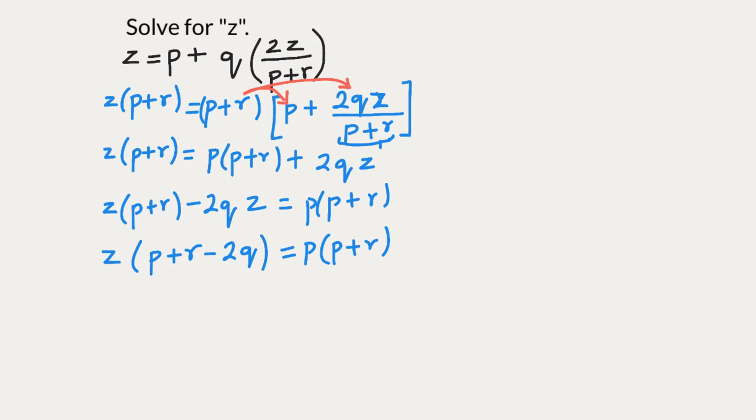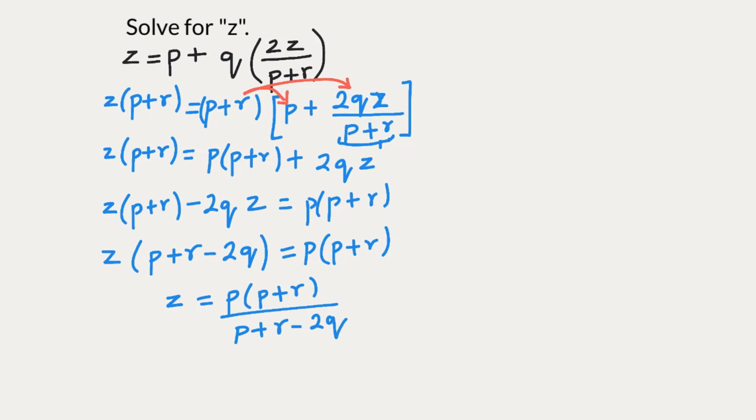Now z is being multiplied by the quantity in parentheses, p plus r minus 2q. Because this quantity is being multiplied by z, we can take it to the other side and it will show up in the denominator. Z equals p times p plus r over p plus r minus 2q.